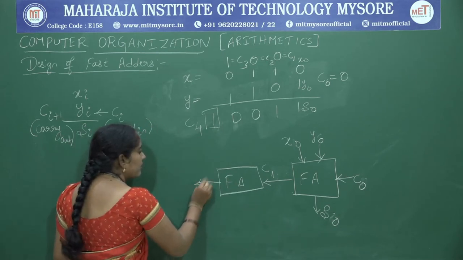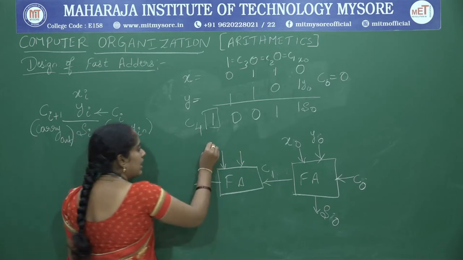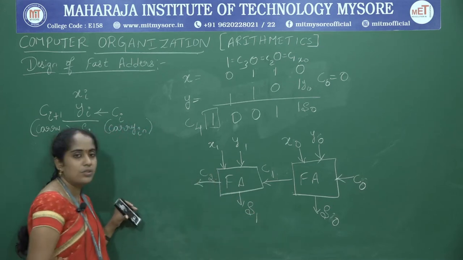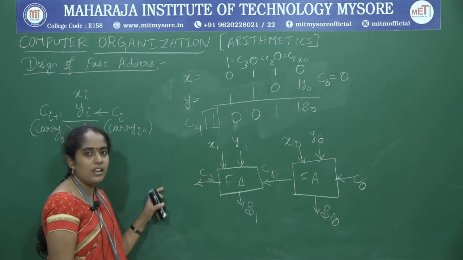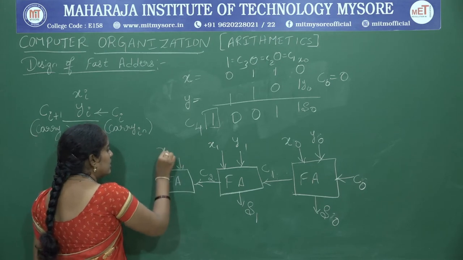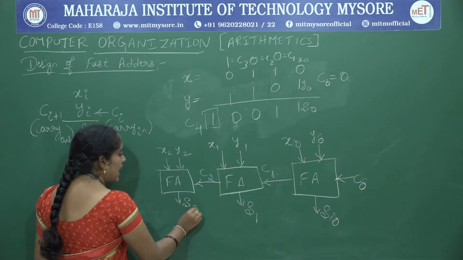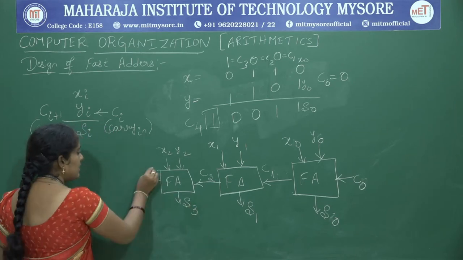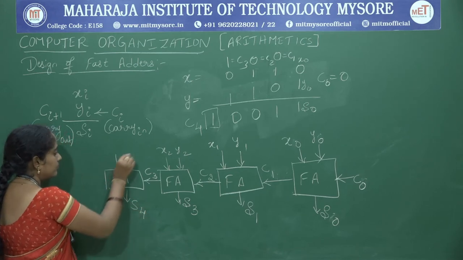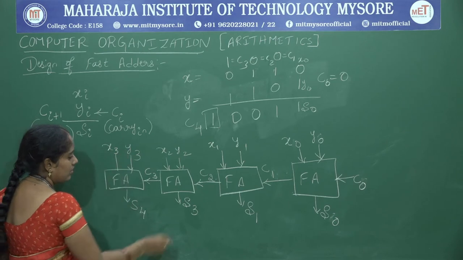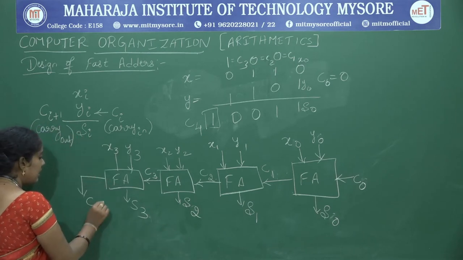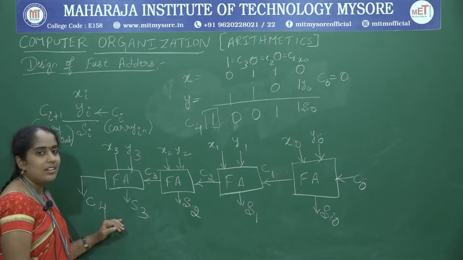Okay. So, the next is the second column, it is x1, y1, the answer is, or the sum is S1 and the carry is C2. Now, this carry C2 it will become the carry in for the next column. Now, FA, this is x2, y2 and sum is S2 and the next is C3. Next is FA, x3 and y3, sum S3 and the last carry it is C4. This is the ripple carry adder.